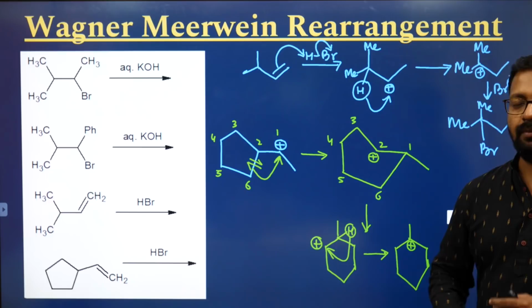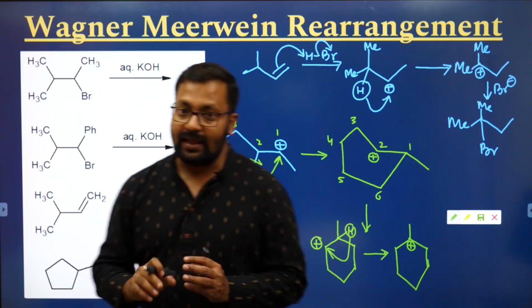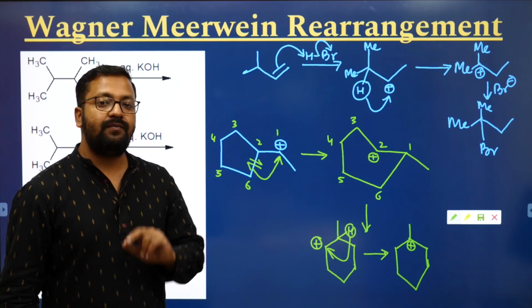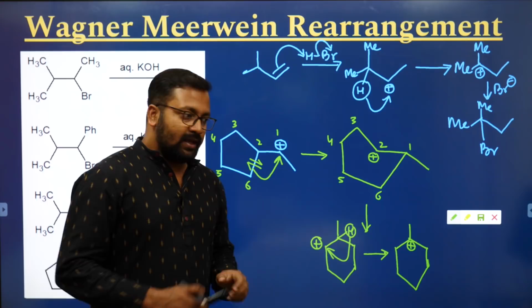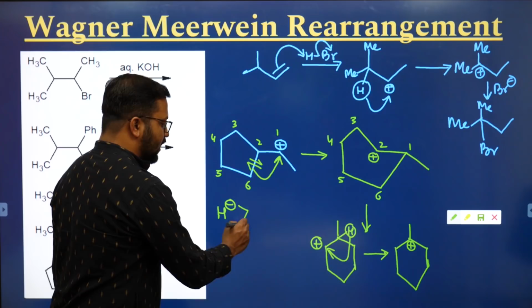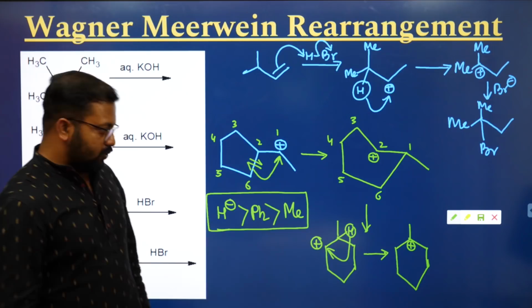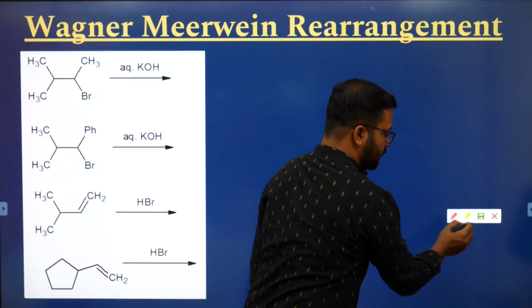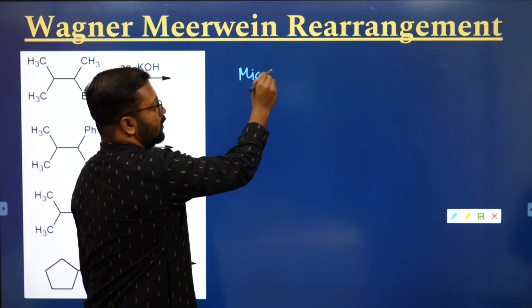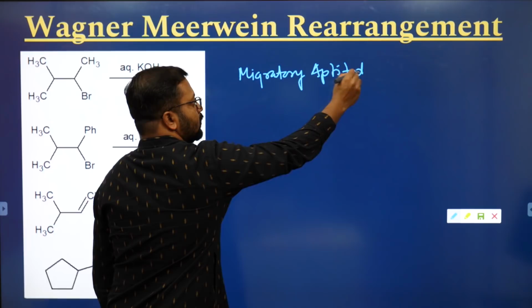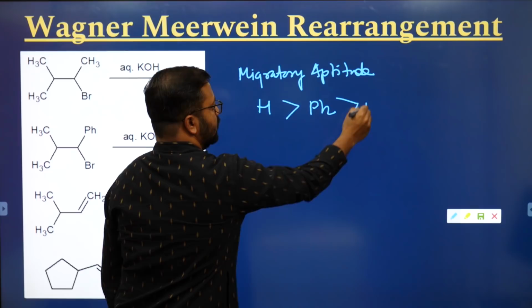So in this part, we learned that there is something known as migratory aptitude. Now, migratory aptitude, if there is a competition between phenyl, methyl, and hydride, agar in teeno ke beech mein competition hai, then the order will be hydride migration will be faster than phenyl migration, which will be faster than methyl migration. So yaad rakhiye. Migratory aptitude, I'll write over here. Migratory aptitude is hydride more than phenyl more than methyl.